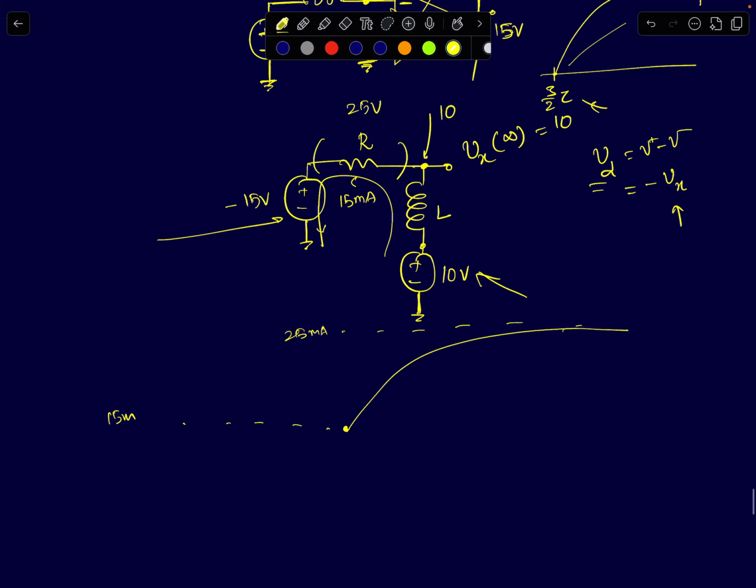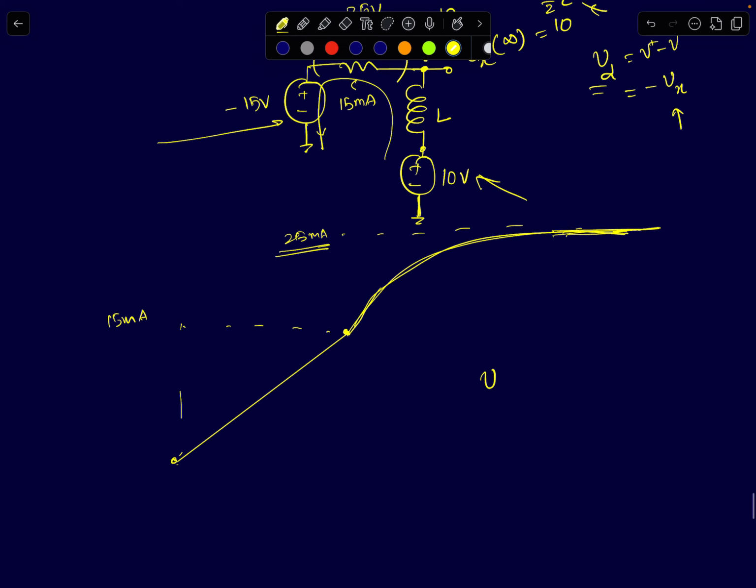So it starts off at 15. Remember, the current through the inductor linearly grew. At t equal to 0, it started growing linearly. And once it reached a maximum value of 15 milliamperes, from then onwards it started increasing exponentially, like a first order exponential increase. And the peak value it reaches is 25 milliamperes. Okay, the steady state value it reaches is 25 milliamperes.